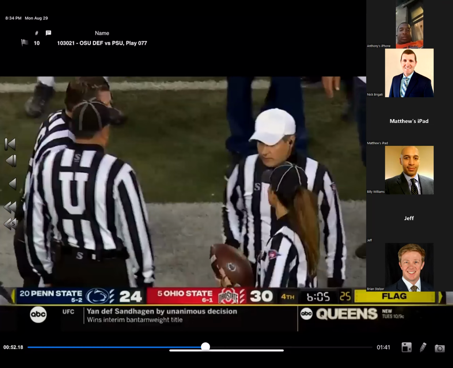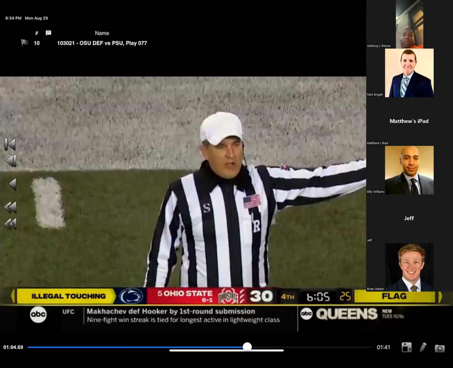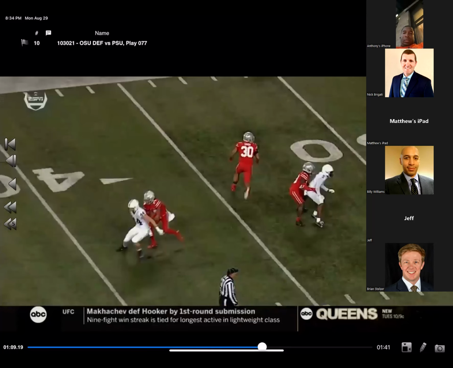Officials are conferencing on the far side. You saw James Franklin lobbying, say he was physically forced out. Illegal touching of the forward pass by a receiver who had gone out of bounds on his own, returned and was first to touch. Offense number 10. It's at the top of the screen there.